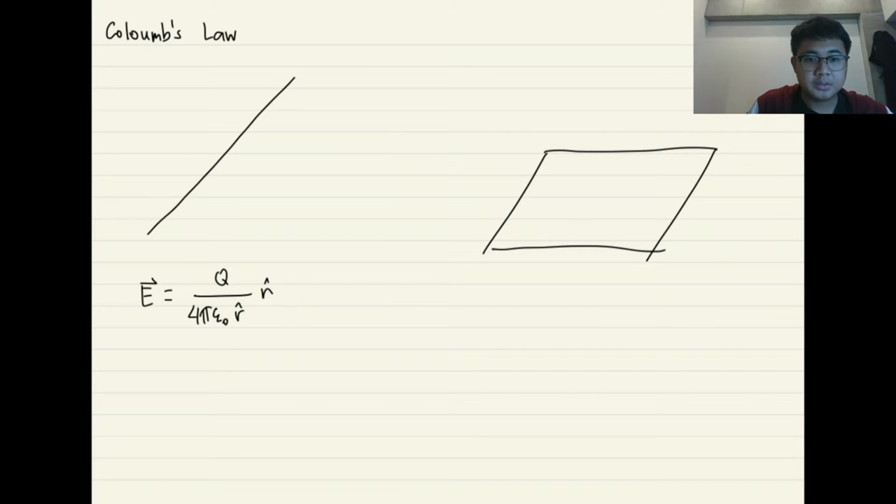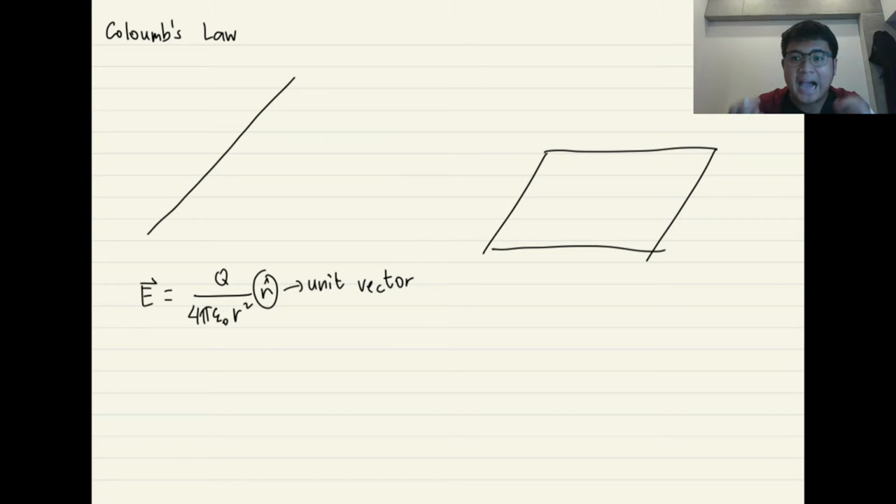Okay, so this r hat is a unit vector that points in the direction radially away from your point charge. Okay, so this is the basics of Coulomb's law.